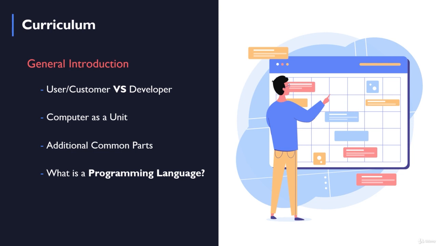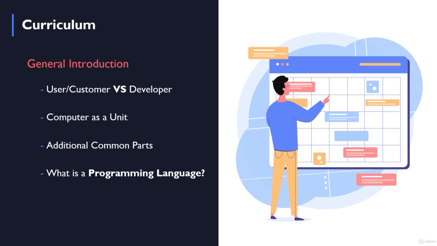We're also going to talk about what is a computer as a unit, as well as what are some additional common parts that a computer system usually has. We are also going to talk about what is even a programming language, what this term even means, okay? And this whole section of the general introduction is actually not mandatory. It's very general, but I think that as a future programmer that you want to become, you must be familiar with all the concepts that I talk about there, and not only to be familiar with some syntax that we learn for our particular programming language.